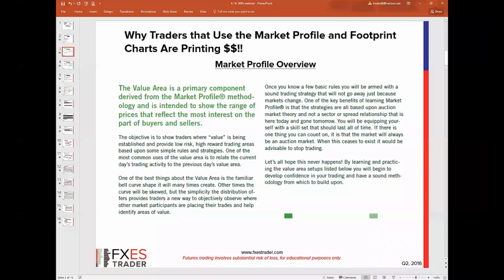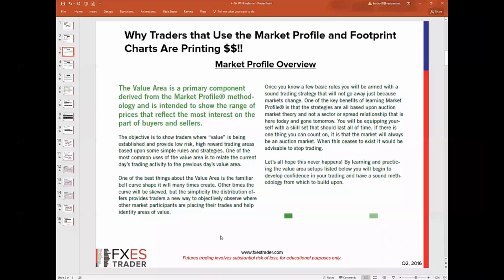So what you're going to see on my chart is a session 2, which is essentially the futures markets, 9:15 a.m. Eastern time, or 9:30 a.m. Eastern time to 4:15 p.m. And I can also jump back and show you the Globex period as well. So it's just understanding that the objective is to show traders where value is being established and provide low risk, high reward trading areas based upon some simple rules and strategies.